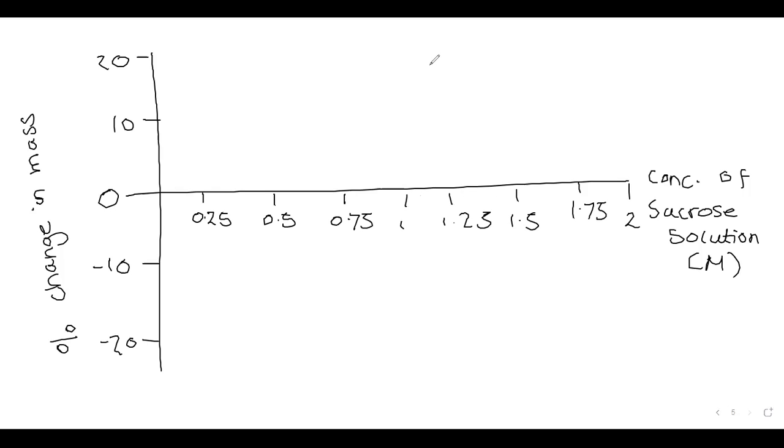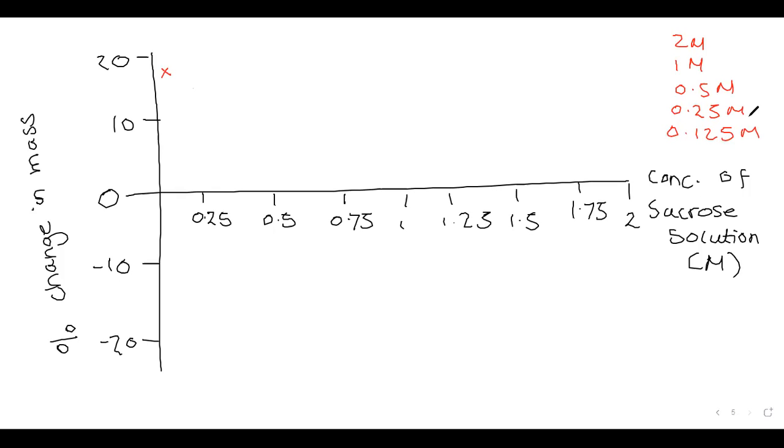So we're going to use those same 5 serial dilutions that we actually had initially. And if we remember back then, our solutions were actually 2 mole, 1 mole, 0.5 mole, 0.25 mole, and then 0.125 mole. So let's put the results on. So let's say, for example, our 0.125 mole, the change in mass was about 19. Percentage change was about 19% positive.